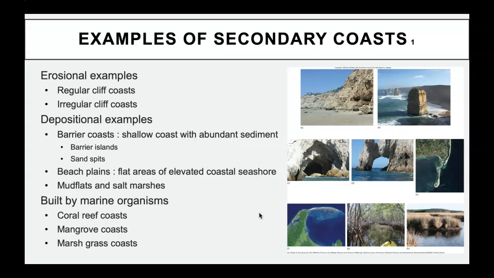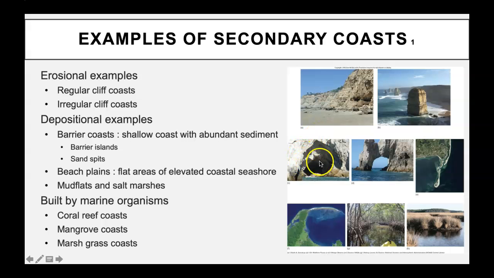All right, more secondary coast. So erosion examples: regular cliff coast. So that would be like in A here, there is a cliff. In B, here is an irregular cliff coast where the wave action has left these sea stacks, they're called, and those are actively eroding over time, but for now they're left as sea stacks.